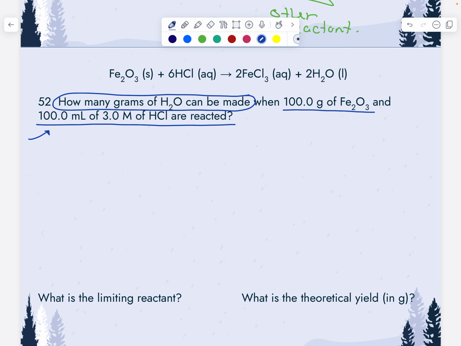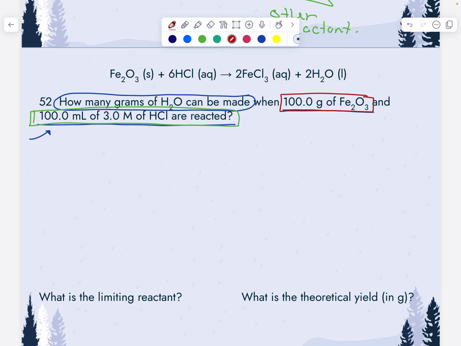I'm going to start with 100 grams of iron 3 oxide and figure out how many grams of water I can make. Then I'm going to do a problem with 100 milliliters of 3 molar HCl and how many grams of water I can make. Whichever one of those is the lowest is going to be the theoretical yield, and the reactant that gave me that is going to be my limiting reactant. So let's start with, I circled it in red, so let's start with that.